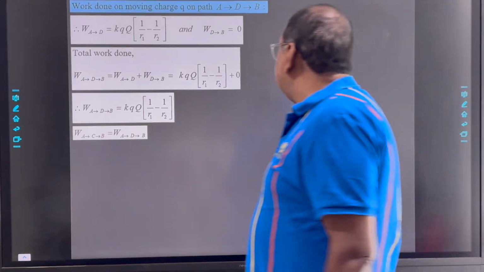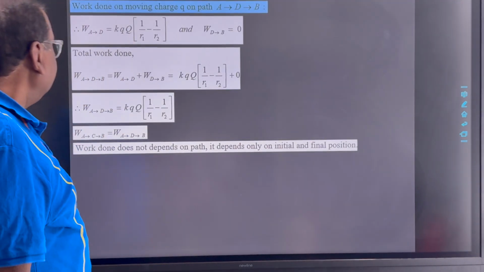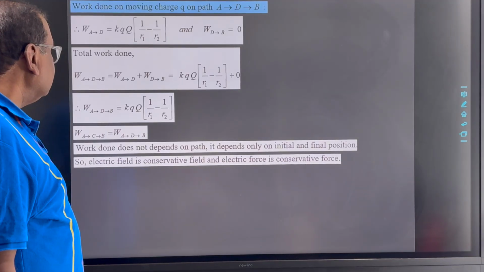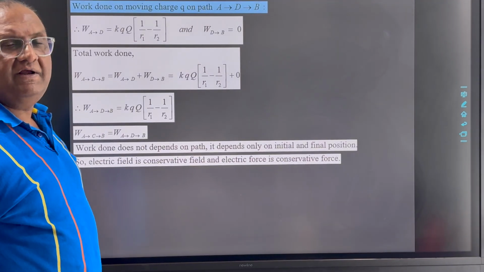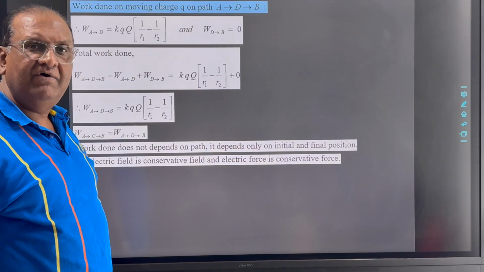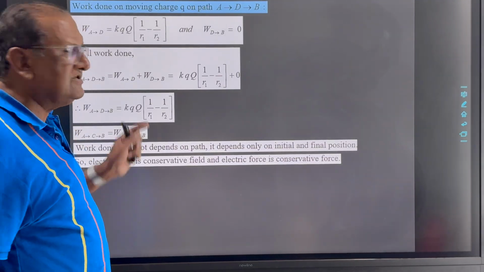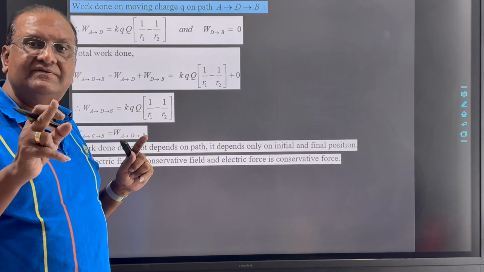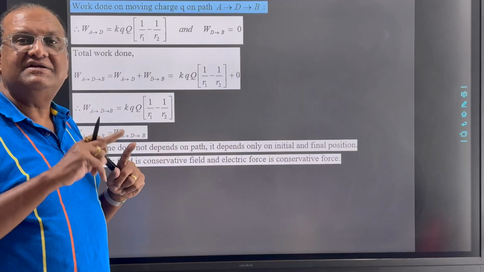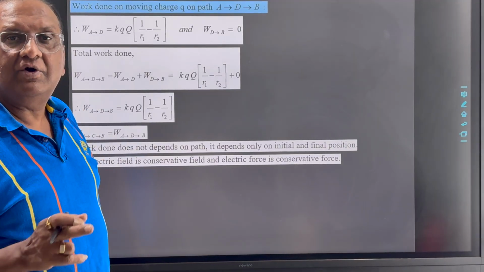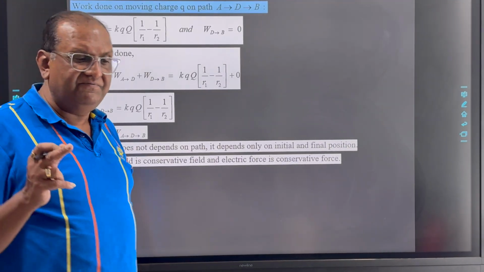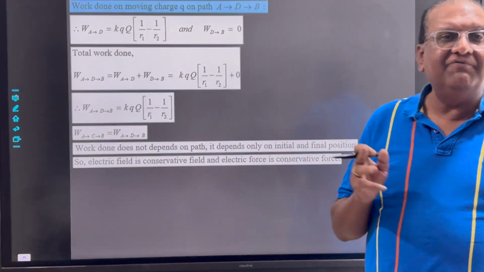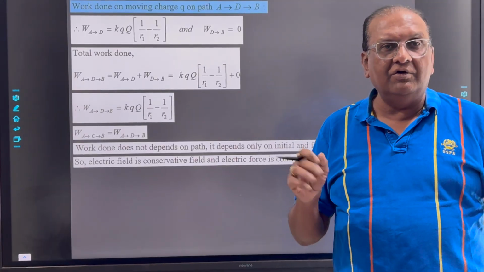It implies that we can say this thing, the electric field is a conservative field, or electric force is a conservative force. Here work done depends only on the initial and final position. The same type of things that we studied in standard 11 in the chapter of gravitation. Gravitational field and gravitational force are also conservative field and force respectively. Clear to all of you?